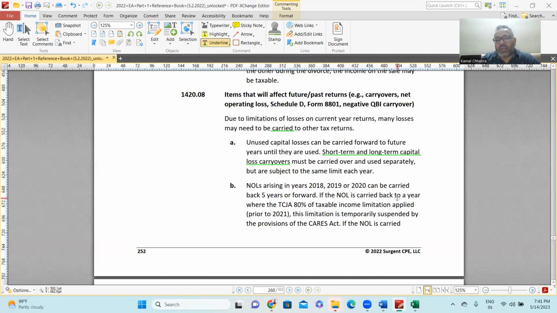Net operating losses that arise in 2018, 19 or 20 can be carried back for 5 years. And carry forward of the losses is always infinite. But in the CARES Act 2020, an advantage has been given to carry back up to 5 years. What is carry back?